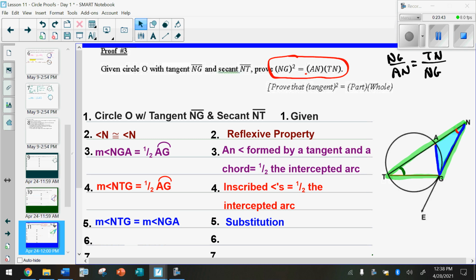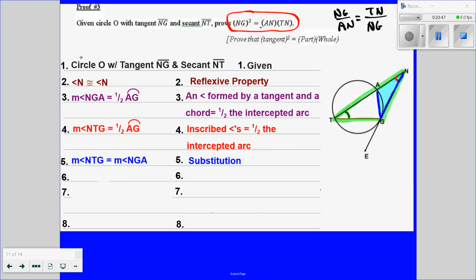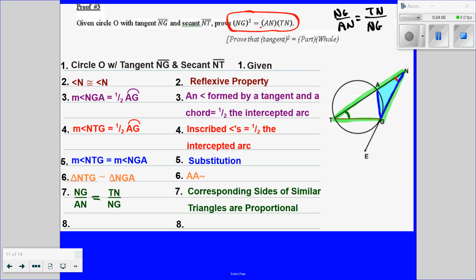That is now our second pair of equal angles, because the first pair of equal angles was angle N reflexive, angle N congruent to angle N. Now that I have two pairs of congruent angles, I can say the triangles are similar. We can set up the proportion by CSSTP, and then we can use the cross product property, and whammo bam, there's our proof. So we just proved that the tangent squared is equal to the outer piece of the secant times the whole secant length.